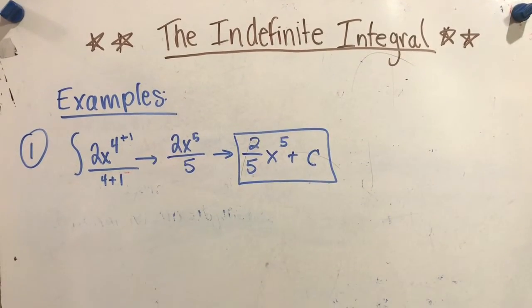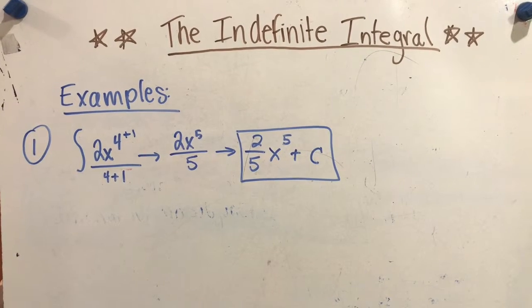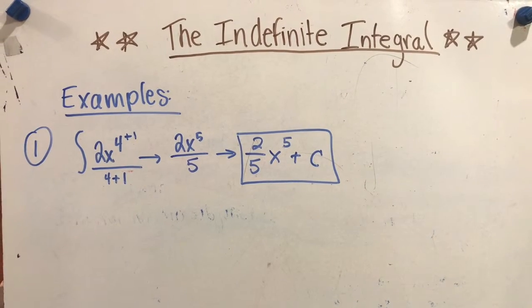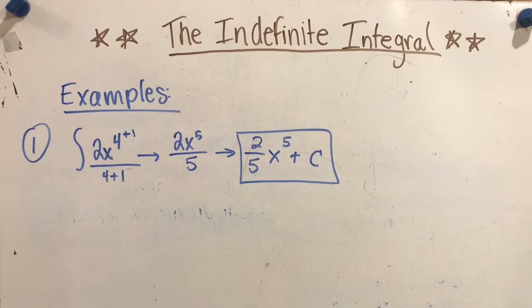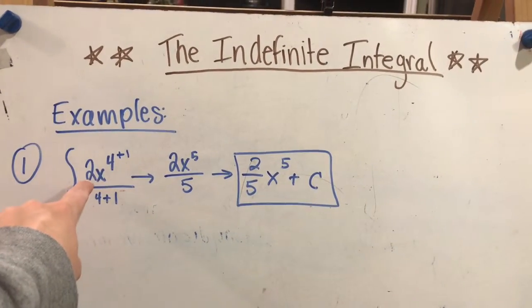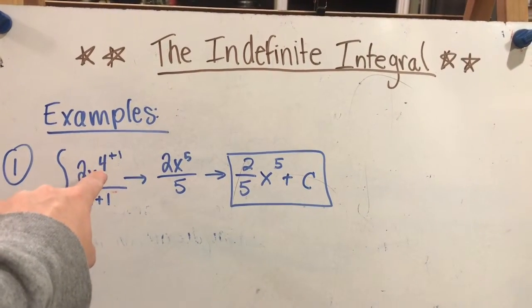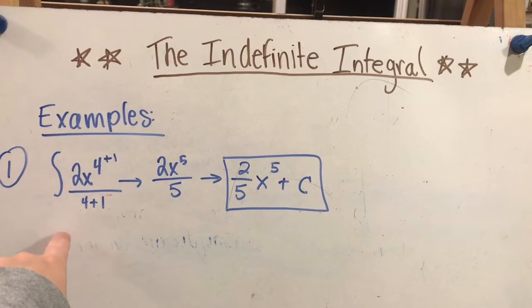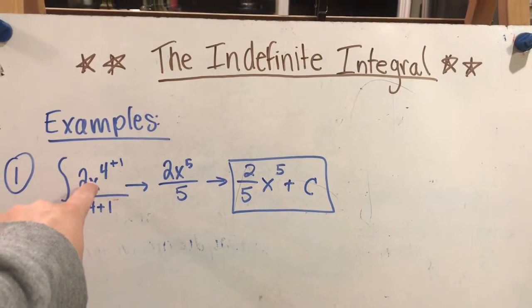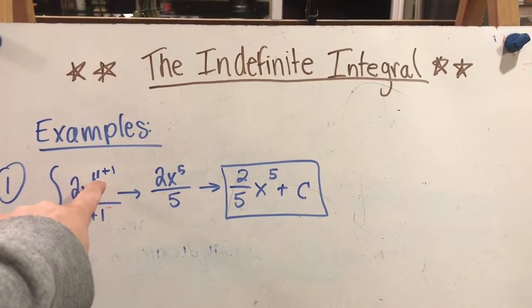So the first example I'm going to be using is a simple one, and it shows how to use power rule to solve an indefinite integral. You can see that we're trying to find the indefinite integral of 2x to the 4th, and we know that the u value is 2x and the n value is 4.